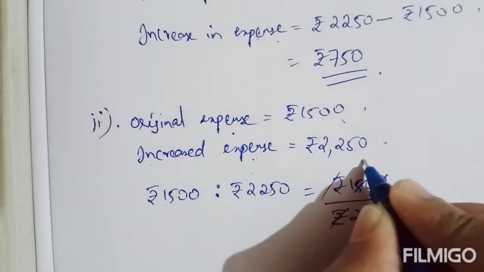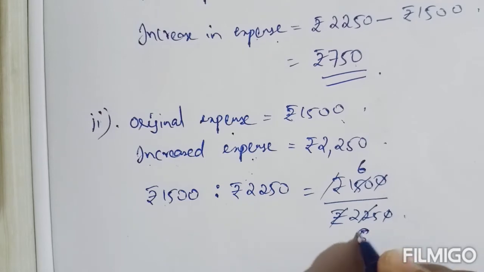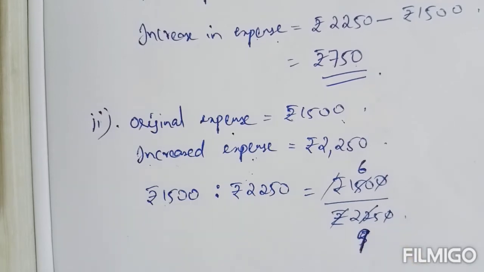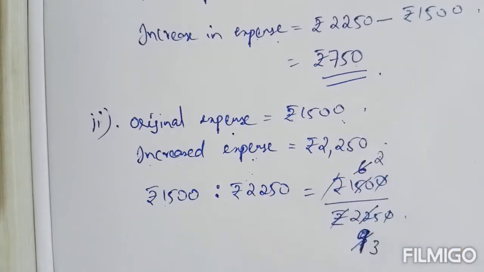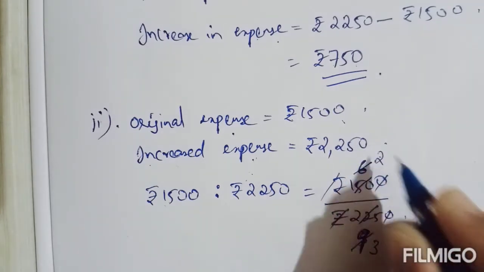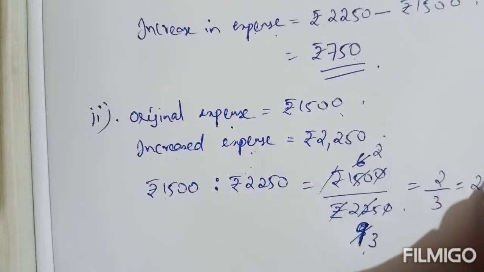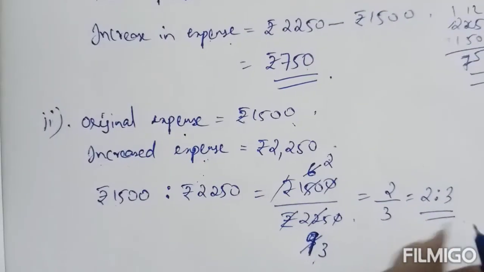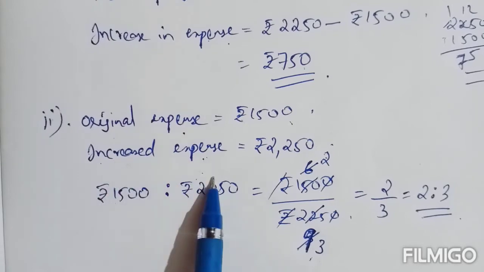25 into 6 it is 150. 25 into 5 it is... 9 it is 225. Now again we can reduce. 6 and 9 will go in 3. So 3 into 2 it is 6, 3 into 3 it is 9. So 2 by 3. We got the ratio 2 by 3. 2 by 3 we can write as 2 is to 3. So this is the ratio of original expense to increased expense.